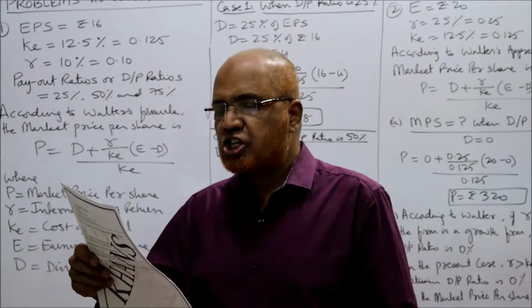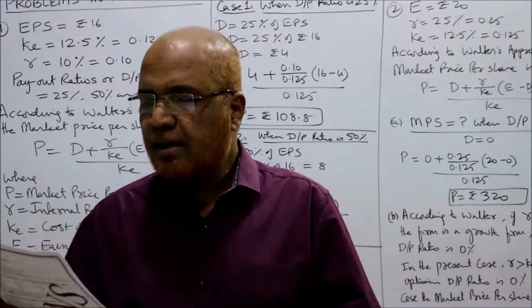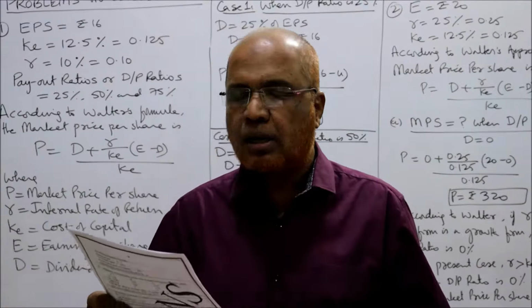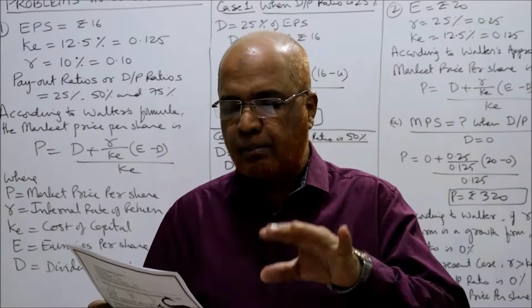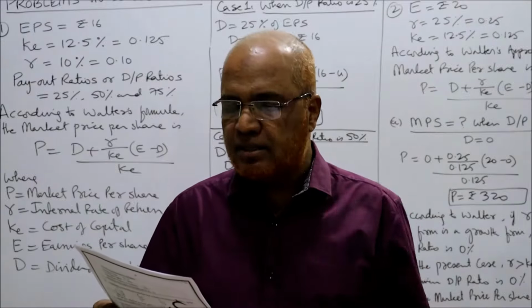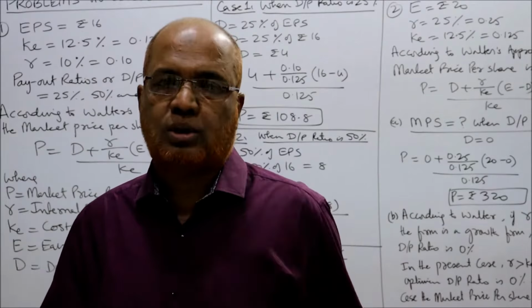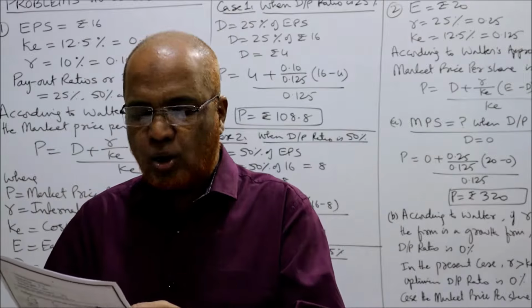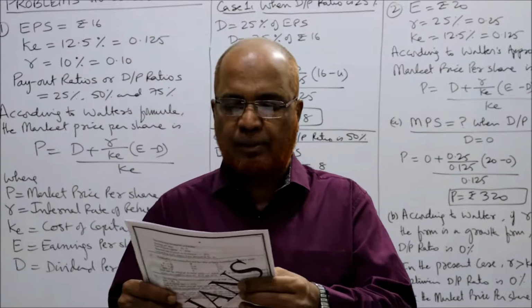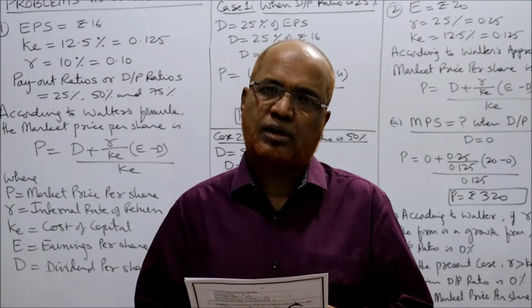The earnings per share, EPS, of a company are rupees 16. The market rate of discount applicable to the company is 12.5%, and retained earnings can be employed to yield a return of 10%. The company is considering a payout. Payout means dividend payout. The payout ratio of 25%, 50%, 75%. Which of these would maximize the wealth of shareholders?